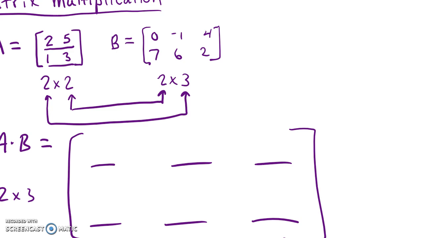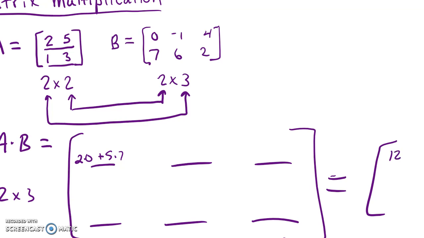So 2, 5 times 0, 7. So 2 times 0 and 5 times 7. So we'll simplify over here. So that first spot will be 12 plus 0, which is 12.